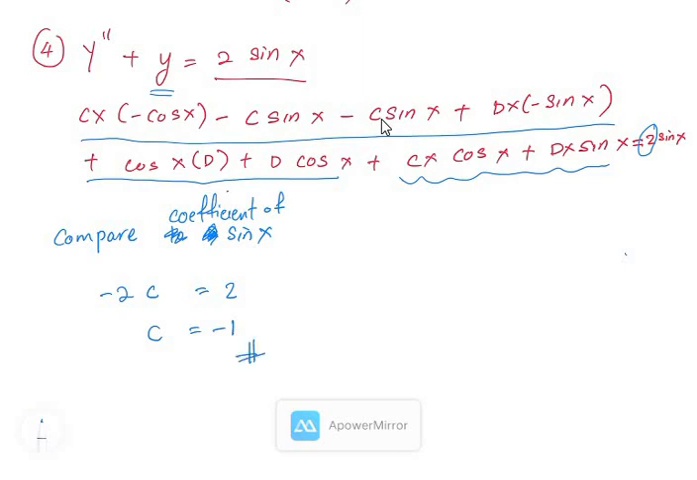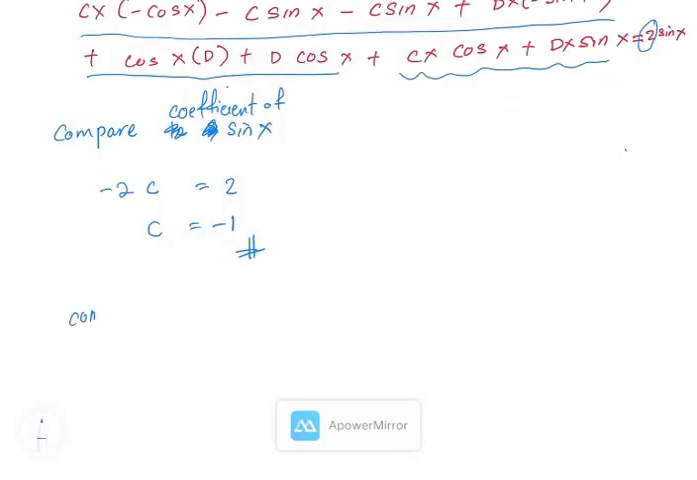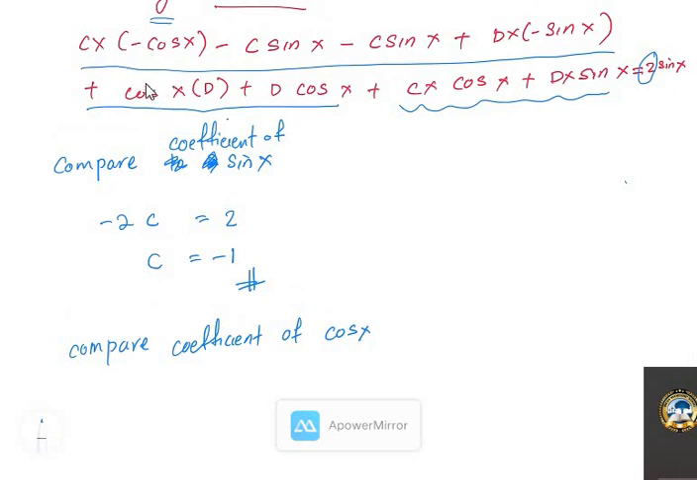Then what about d? For the cos x, if we compare the coefficient of cos x, we only have 2d, but the right hand side doesn't have anything. So we say 2d equal to 0 and d equal to 0. So now we can get the values of c and d.